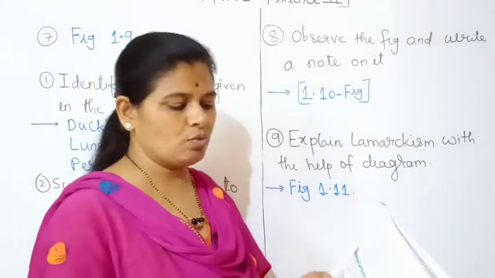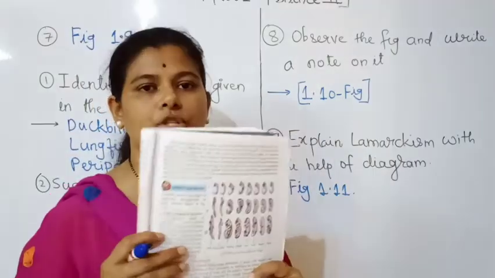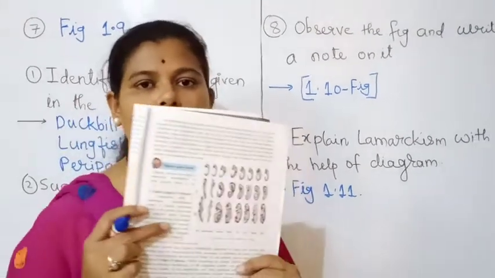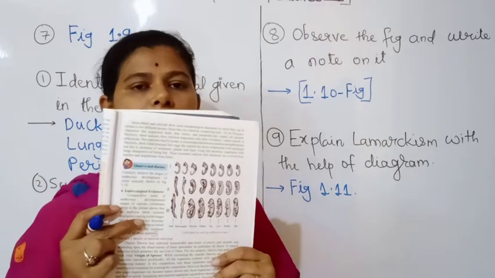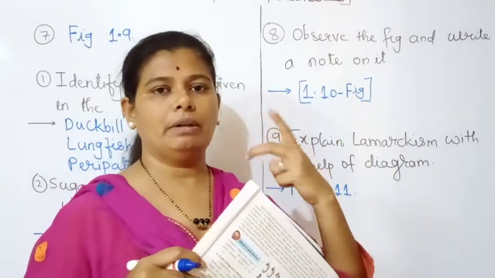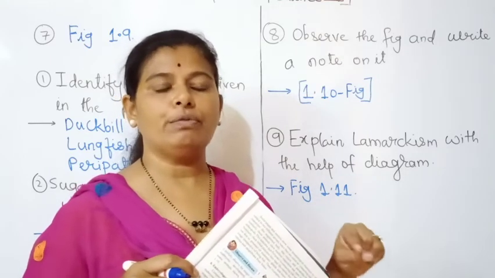The next diagram is figure 1.10, the embryonic development. Different stages of the embryo are shown in this diagram. Depending upon this, one common question will be asked, with no activity, but they will give the diagram. So first of all, you should be able to identify the diagram.